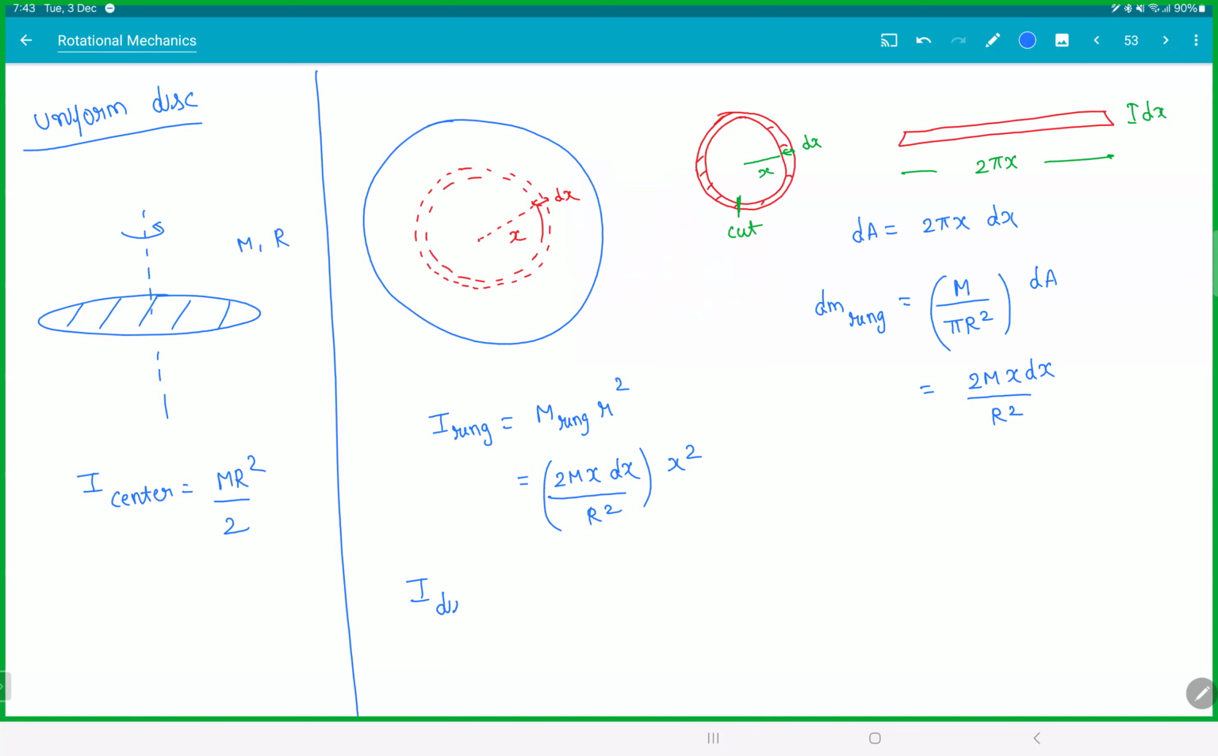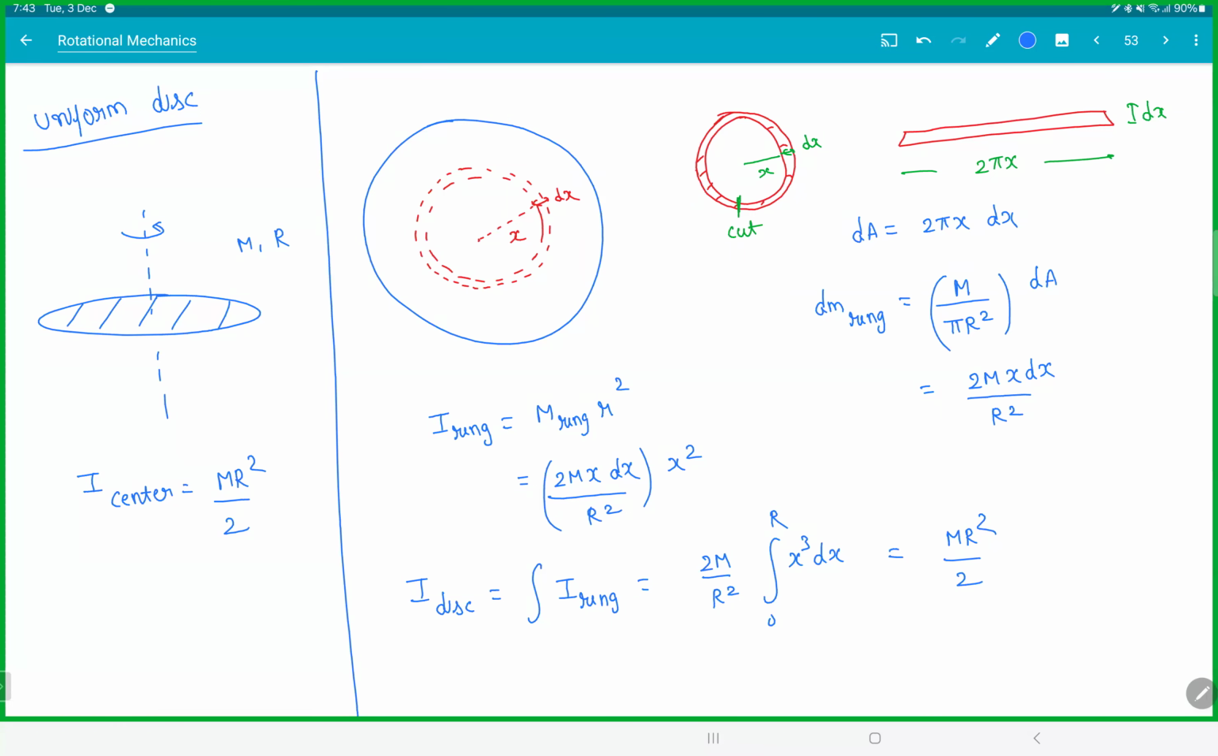So sir, the moment of inertia of the disk will be how much? Integral of I of the ring. So you have to integrate the moment of inertia of all the rings. This is 2m by r square integral x cube dx. Limits will go from 0 to r. That will be r power 4 by 4. So m r square by 2. Check.